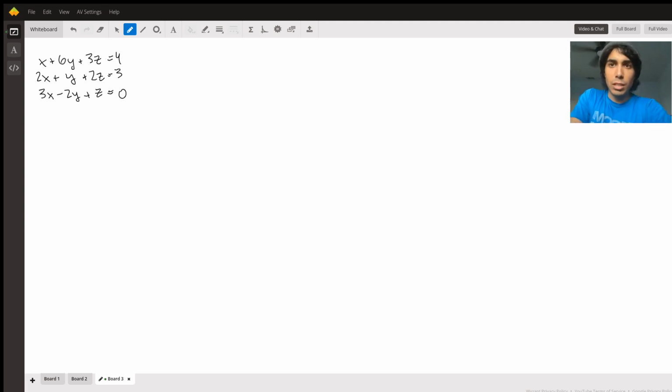So if I'm looking to use these first two equations, and I want to eliminate my x, what I'm going to do is, to get this coefficient of 1, I need an opposite. I need the opposite of 2, so I need a negative 2. So to get that, I'm going to multiply my entire top equation all the way through by negative 2. So that'll become negative 2x minus 12y minus 6z equals negative 8. That next one, we're going to leave as it is.